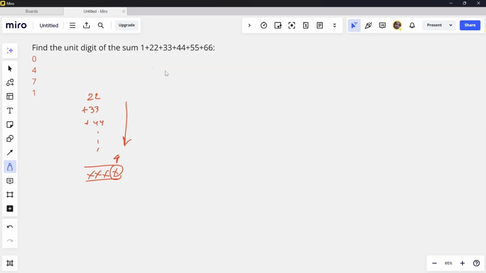Okay, so what is the short method? Simply we will extract the unit digits. So what is the unit digit of 1? 1 plus the unit digit 2 plus unit digit 3, unit digit 4, unit digit 5, unit digit 6. Okay, 6 plus 4 which is 10, 5 plus 3 which is 8, 10 plus 8 is 18, 18 plus 2 is 20, 20 plus 1 is equal to 21. And what is the unit digit of 21? It is 1. So 1 will be our answer.